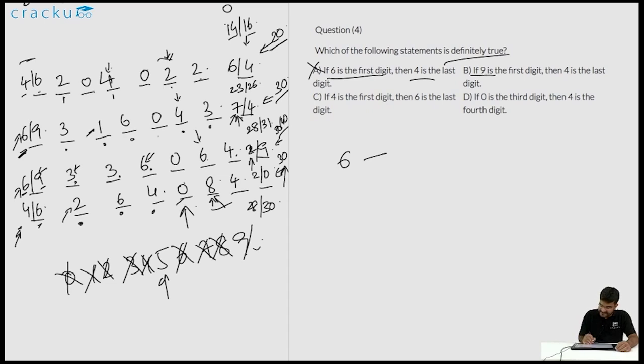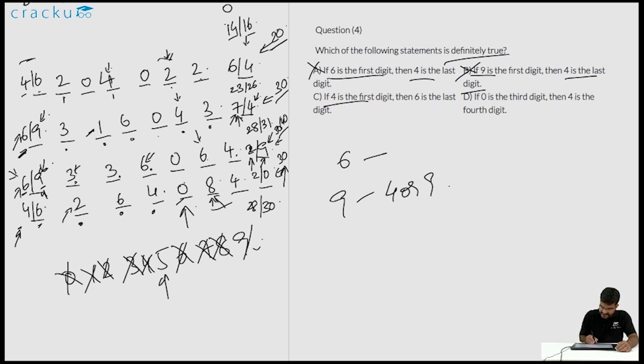If 9 is the first digit, it is present in two cases, and the last digit can be either 4 or 9. So there is one case where 4 is the last digit, but again we can't say that for sure. For example, in the third case, if 9 is the first digit, then 9 will be the last digit. So you can't say for sure that 4 is the last digit. So we'll strike this off also.